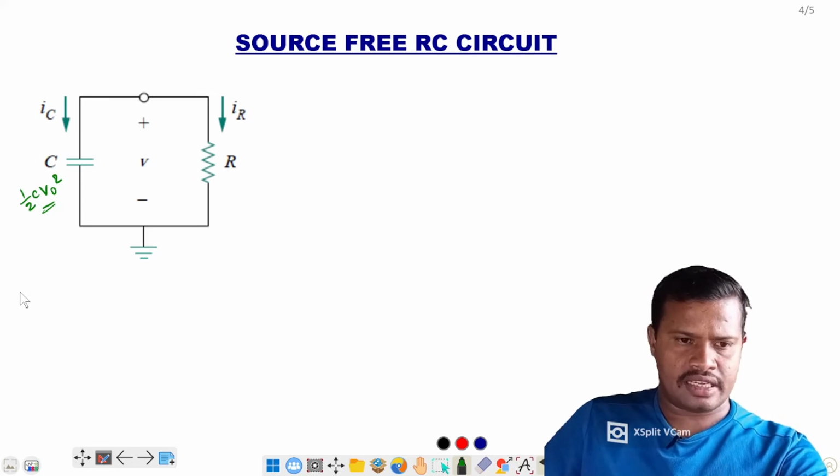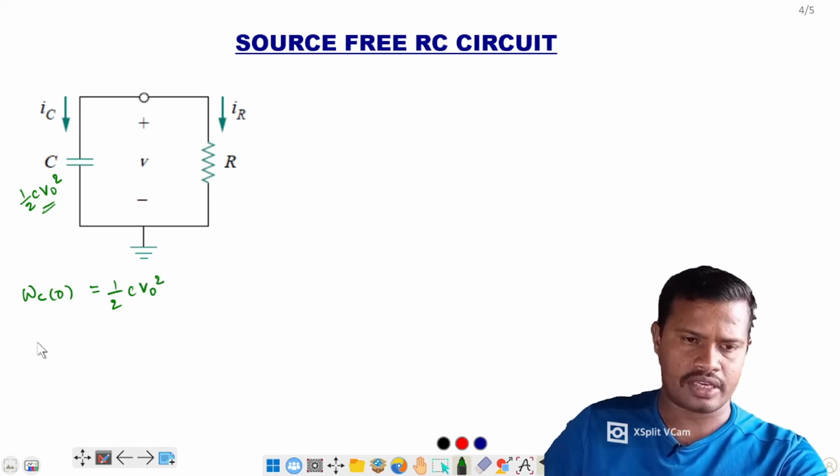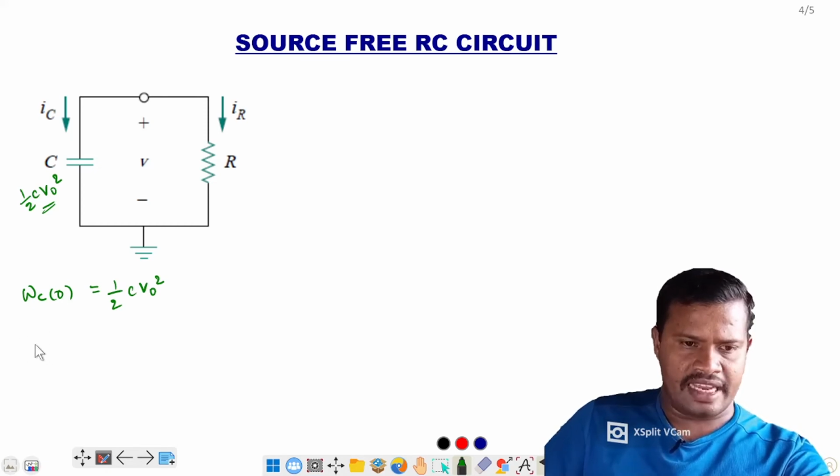So we know that the energy stored in the capacitor, with initial value 0, is equal to half C V naught square. Okay. Next, we will calculate the energy dissipated by the resistor.